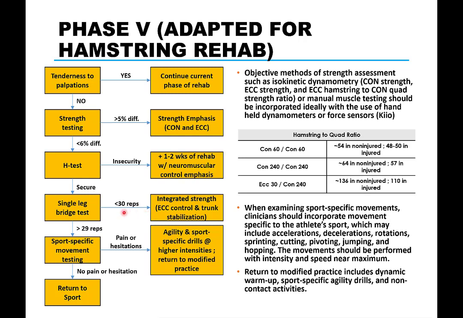Otherwise, the athlete is able to move forward into sport-specific movement testing, which is not a standardized test. This is more of a subjective test to see if the athlete is able to perform movements that are common in their sport without hesitation or pain. At this point, if the athlete is able to perform these sport-specific tasks without hesitation or pain, they are typically ready to return to sport.